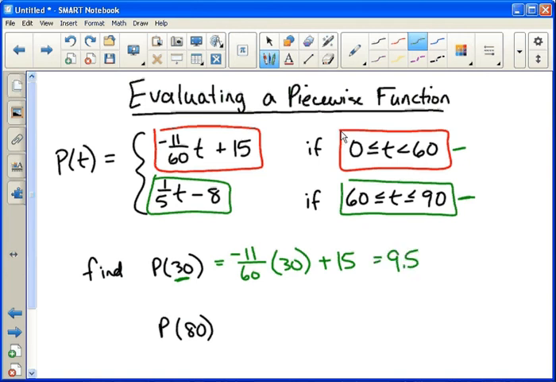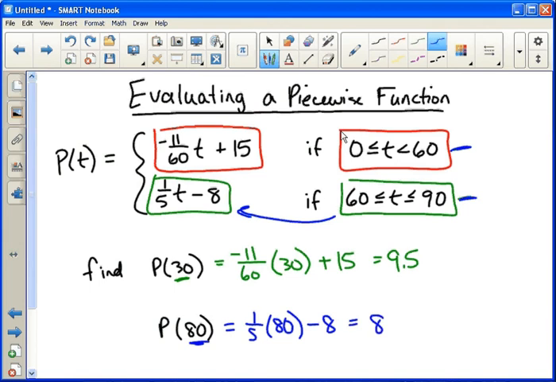Okay, the second one, p of 80. So you just go over here to the right and look at these two areas. Is 80 between 0 and 60, or is it between 60 and 90? Well, clearly 80 is between 60 and 90, so that's where I would plug it in. I'd plug it into the green equation. 1/5 times 80 minus 8, which I believe is going to be 8, but let me double check that. 1/5 times 80 minus 8. Yes, it does in fact give us 8.